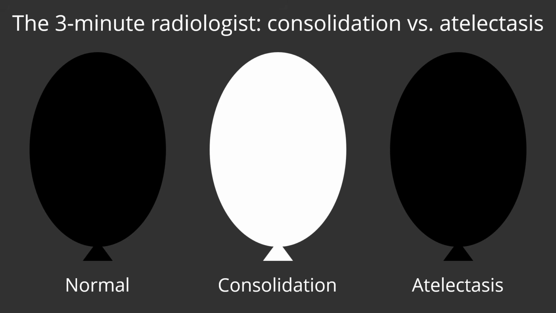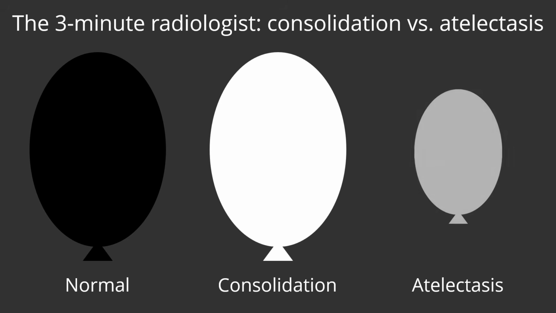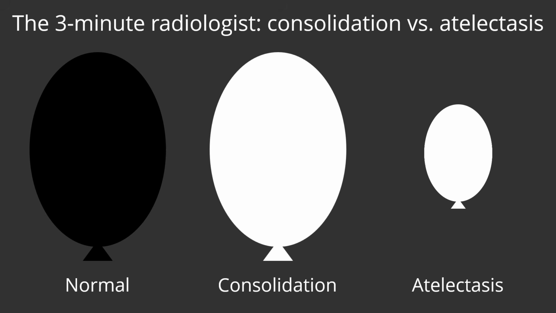In atelectasis, air is removed and not replaced, so the lung deflates, leaving only the soft tissue components. The result is a small white lung. Think of atelectasis as a deflated balloon. Consolidation and atelectasis may involve an entire lung, a lobe or lobes, or segments/subsegments.